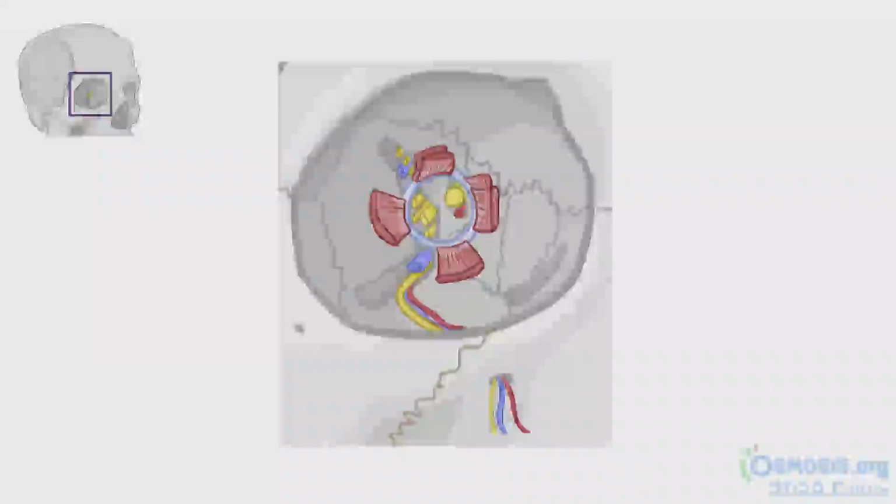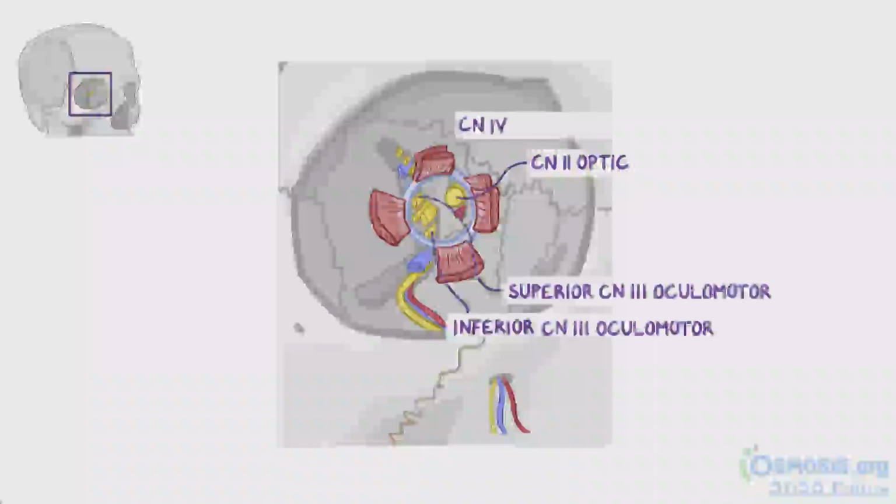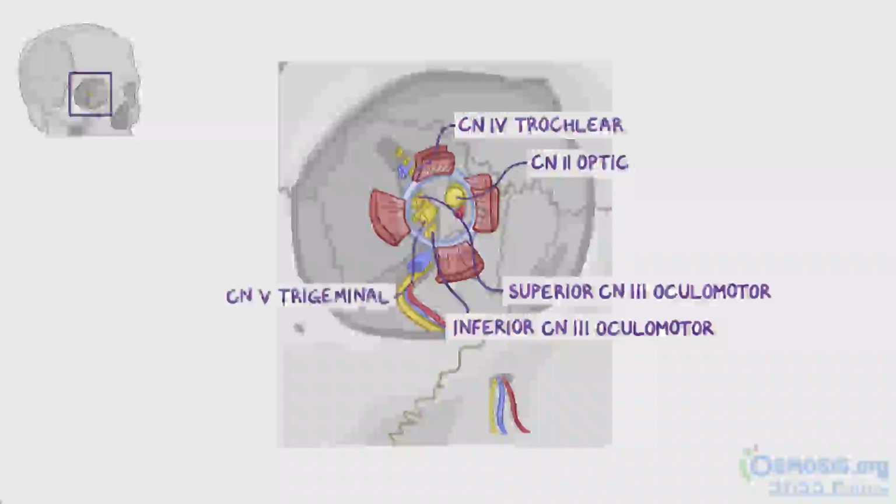Now let's look at the major nerves that pass through the orbit. There are 5 cranial nerves, or branches of them, that travel inside the orbit, and these are cranial nerve 2, or the optic nerve, the superior and inferior divisions of cranial nerve 3, or the oculomotor nerve, cranial nerve 4, or the trochlear nerve, cranial nerve 5, or the trigeminal nerve, and cranial nerve 6, or the abducens nerve.